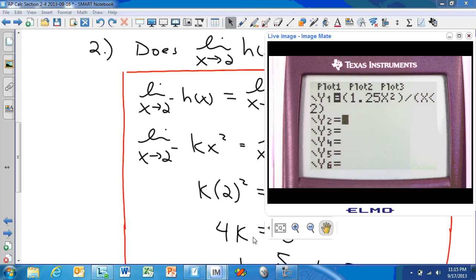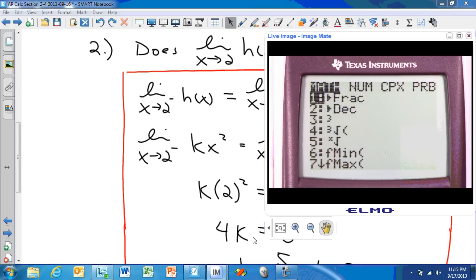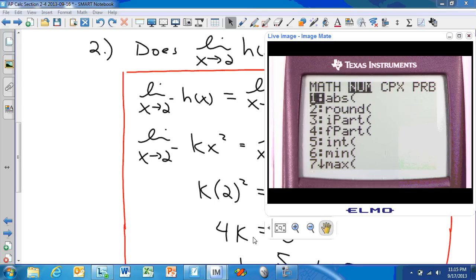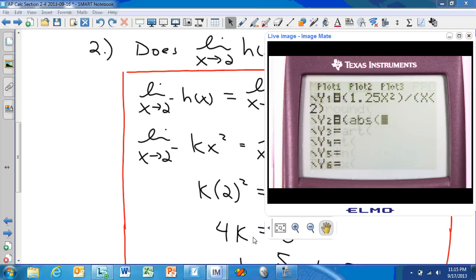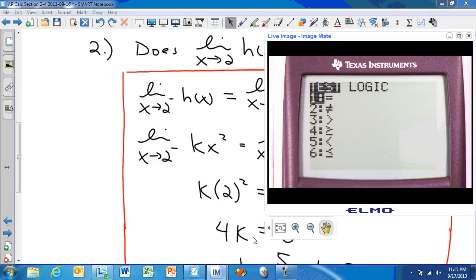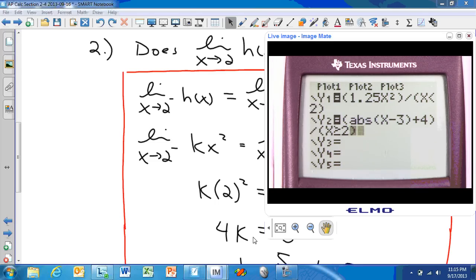And for the other piece, now this has an absolute value function in it. You actually have an absolute value function on your calculator. That's under your math menu. If you go to math and go over to num, you'll find absolute value. And it's the absolute value of x minus 3, and then plus 4. And we're going to divide that by its domain, which was x greater than or equal to 2. And I'm going to just graph this.